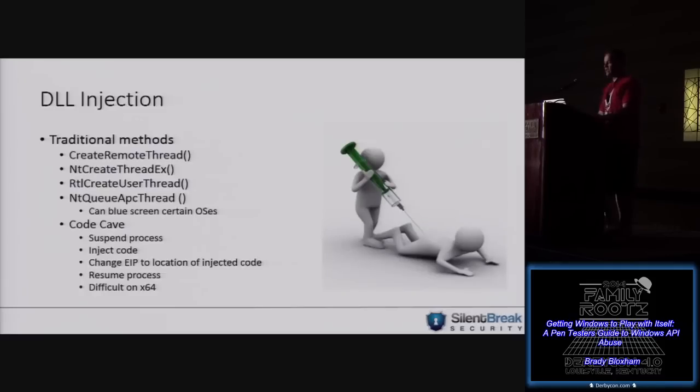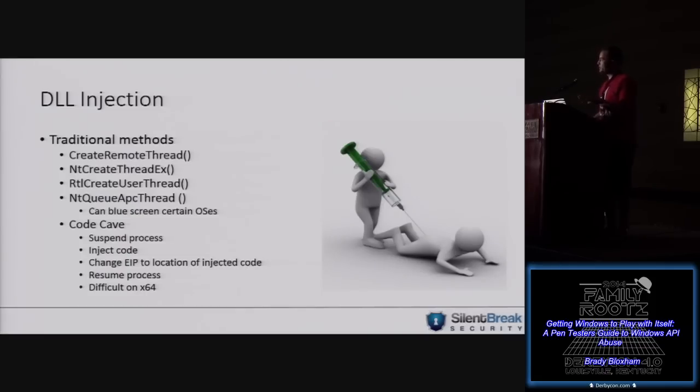So first, DLL injection. There are a lot of traditional methods, and out of all the ones that are listed there, the only one that is actually documented by Microsoft is CreateRemoteThread. If you search for any of the others on MSDN, none of them will show up. There's NtCreateThreadEx, which personally I have never had any luck with. It is super sketchy. RtlCreateUserThread is usually my go-to. It usually works really well.